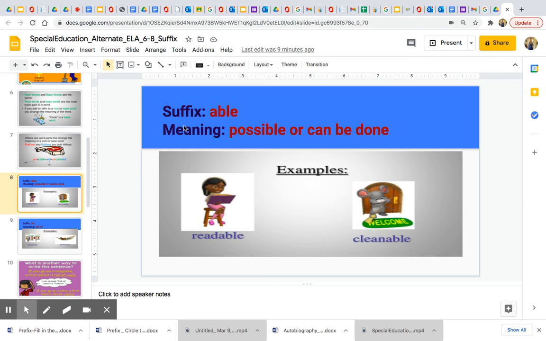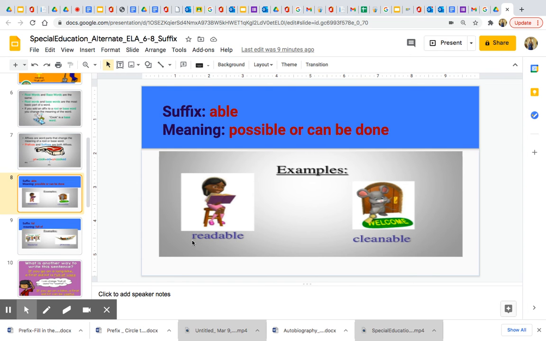Let's move on. Let's take a look at a few suffixes. The suffixes that we are going to learn today are able, full, er, and est. The suffix able means possible or can be done. For example, readable. It means that it is possible to read. Or cleanable. It means that it's possible to clean.